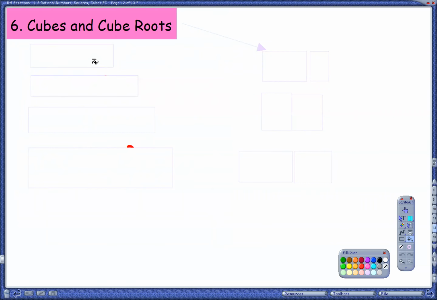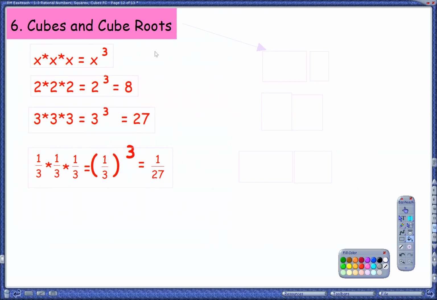So what are cubes? Cubes are when we multiply a number by itself 3 times. So x times x times x is x cubed. 2 times 2 times 2 is 2 cubed, and so on. So when you want to find cube roots, you have to think about which number has been multiplied 3 times to give me 8. So the cube root of 8 is coming from 2. The cube root of 1/8 is 1 over 2. And the cube root of 0.008 is 0.2.